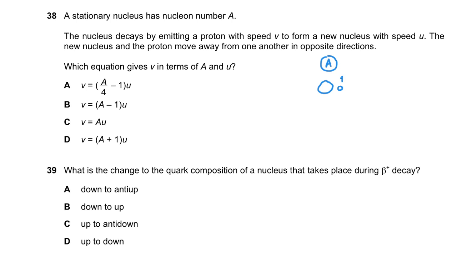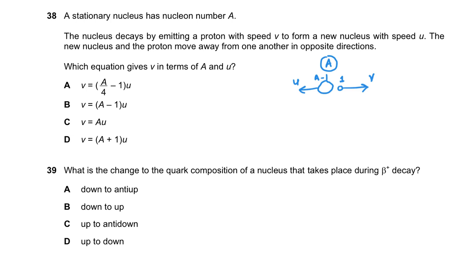A proton will have a nucleon number of 1, and the nucleon number of our nucleus now changes from A to A minus 1. And they travel in opposite directions. So this is V, and this would be U. Now, one thing that we know is that momentum is always conserved. So since the initial momentum is 0, the final momentum needs to be 0.